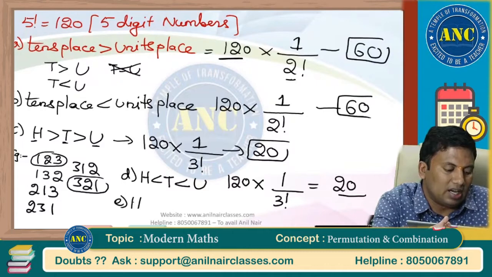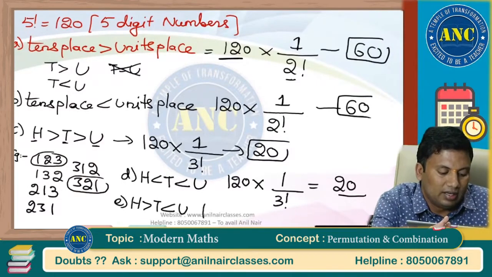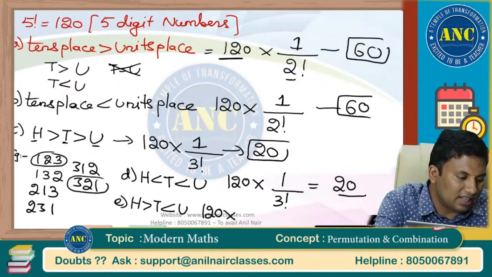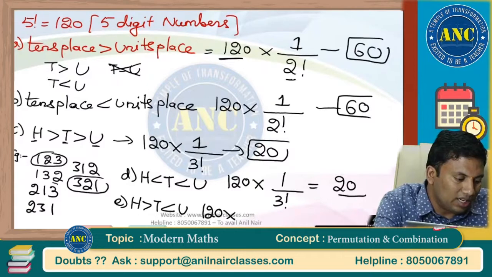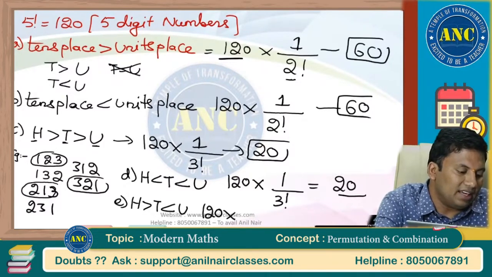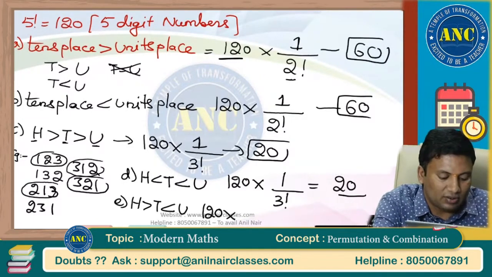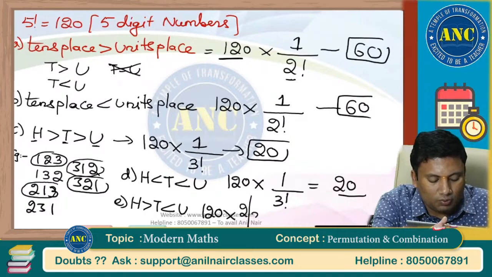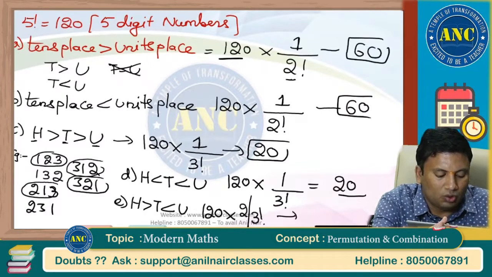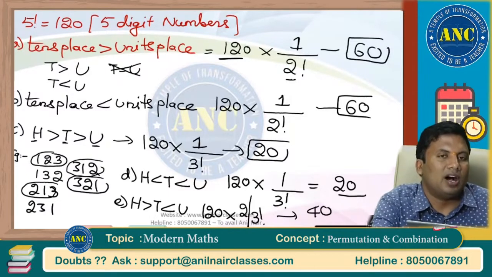Next case. Hundreds greater than tens less than units place. So 120 into. Hundreds is greater than tens. 2 is greater than 1. 1 is less than 3. 3 is greater than 1, 1 is less than 2. How many are satisfying? 2 by 3 factorial, which is nothing but 40. Are you all with me?